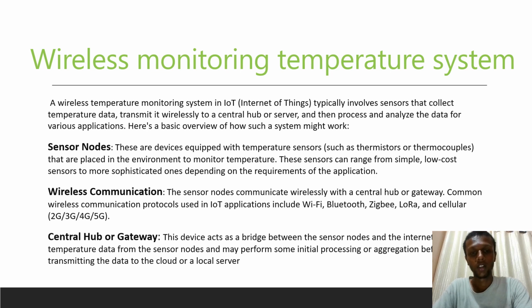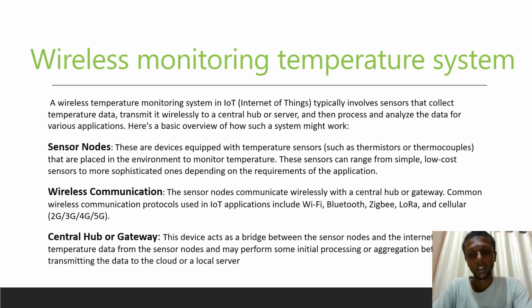Wireless communication. The sensor nodes communicate wirelessly with a central hub or gateway. Common wireless communication protocols used in IoT applications include Wi-Fi, Bluetooth, Zigbee, LoRa, and cellular 2G, 3G, 4G, 5G networks. These are the wireless communications used for Raspberry Pi wireless temperature monitoring systems.